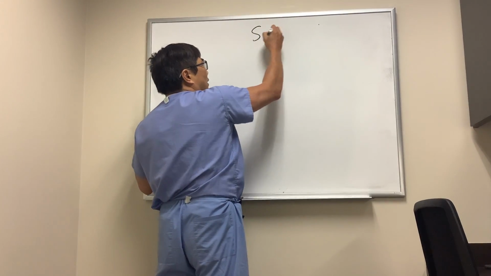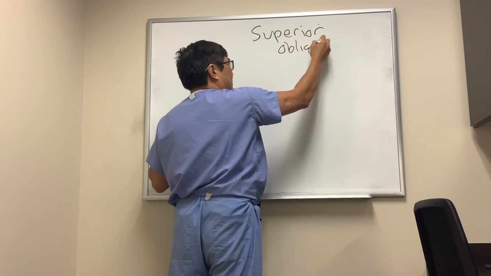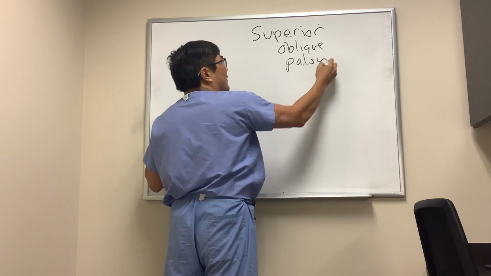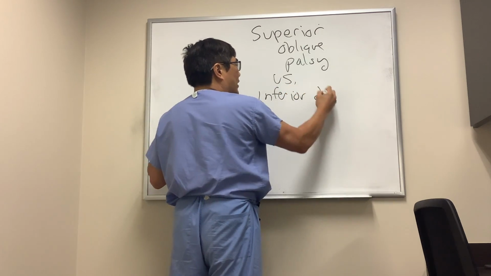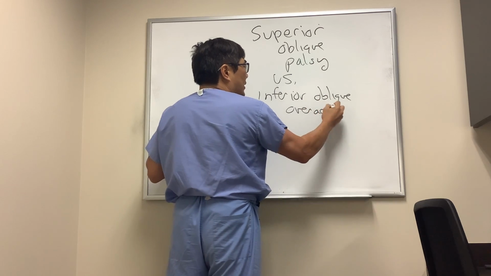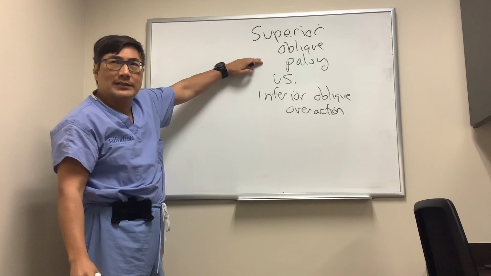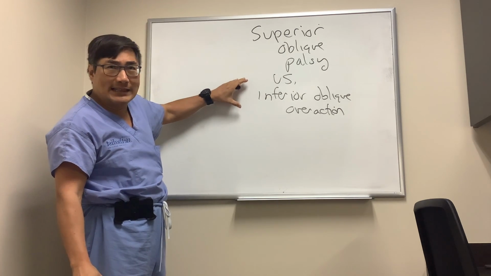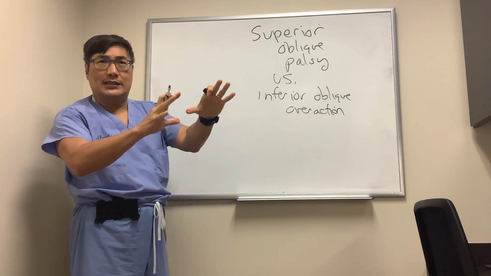So somebody wanted to know what's the difference between a superior oblique palsy, which is a weakness, versus an inferior oblique overaction. And the short answer is when you have a palsy of one muscle, its direct antagonist is going to overact because there's tone on these muscles.